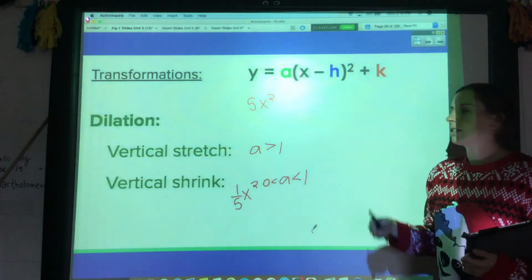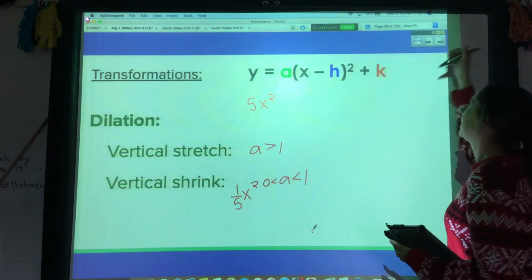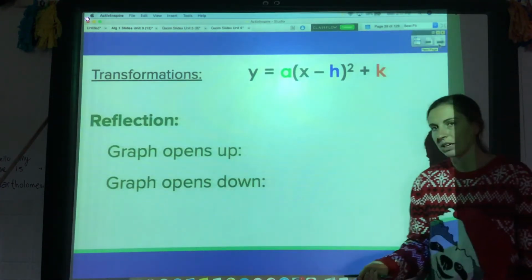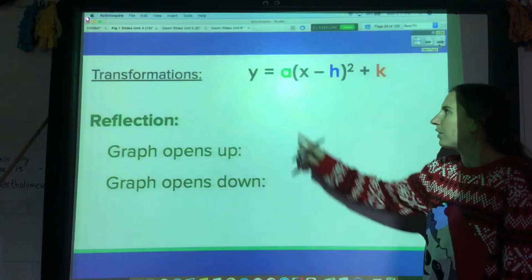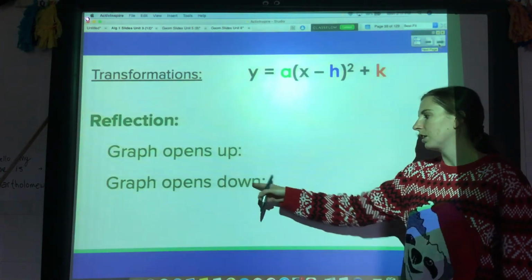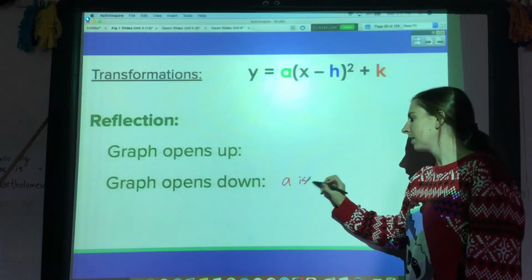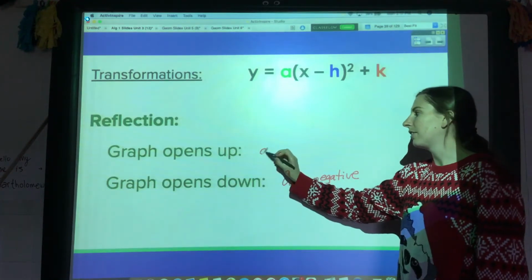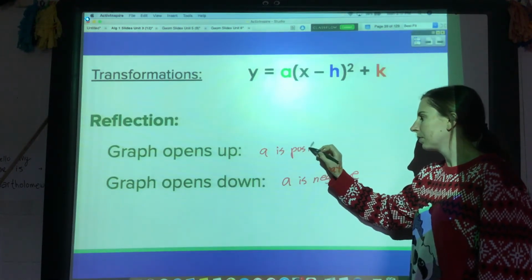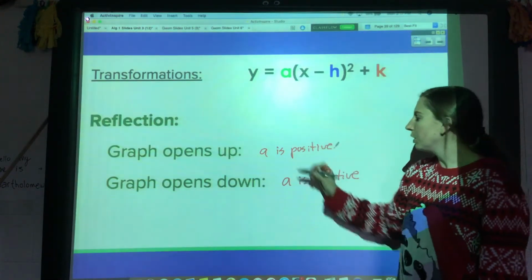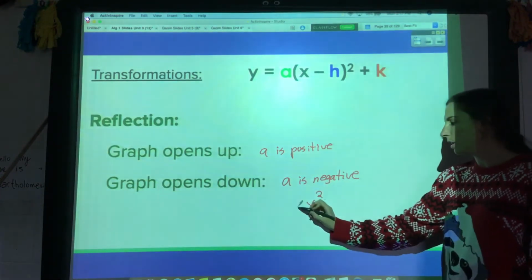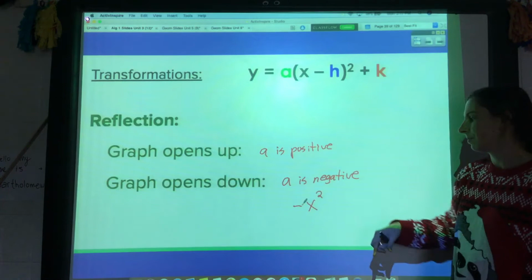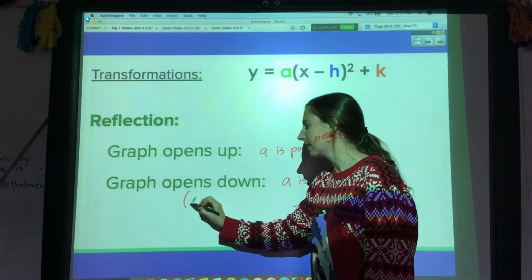So A also does something else. What happens if A is negative? That forms a reflection, as you may have noticed on the Desmos activity. If A is negative, the graph opens down. As long as A is positive, the graph opens up. Basically, if you take x squared and you put a negative in front, it flips it over the x-axis. It's a reflection across the x-axis.